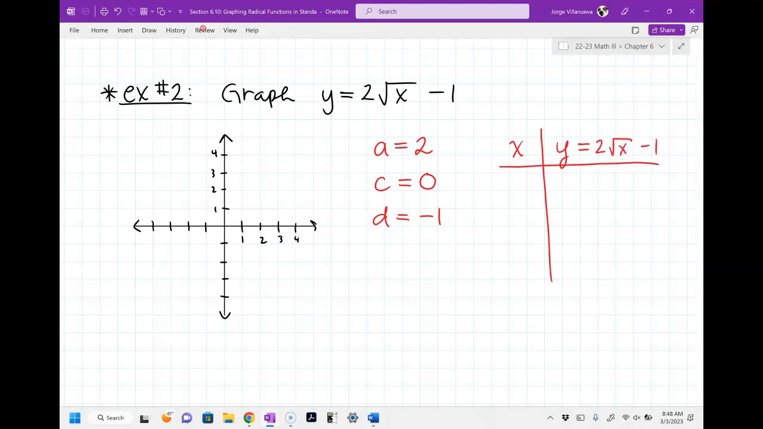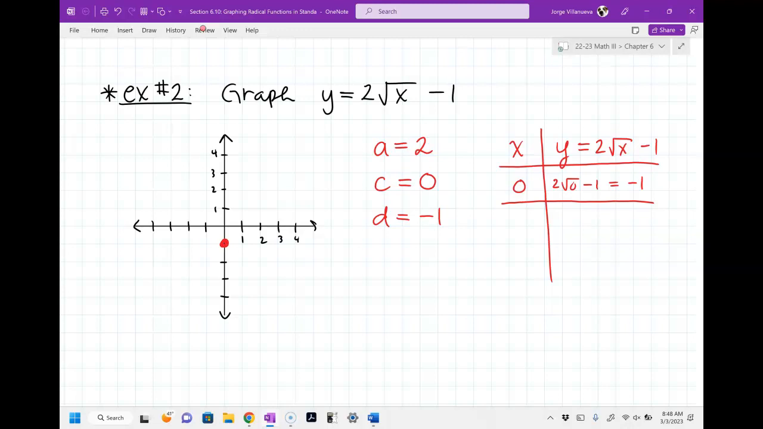2 radical x minus 1. And then I'm going to pick numbers that, to me, would make sense. Okay? So I know I could try 0. If I plug in a 0, what do I get once I plug it into that equation? 2 square root of x minus... I'm going to get 2 square root of 0 minus 1. That's negative 1. So 0, negative 1. I'm going to put a dot right there.